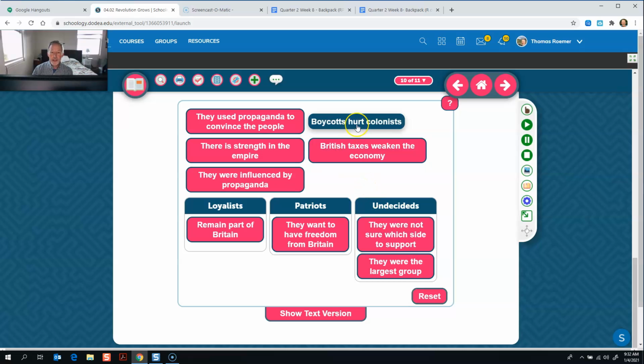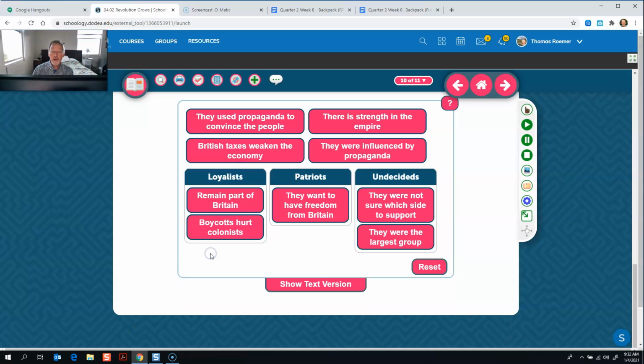Okay, they believed that the boycotts hurt the colonists. So the patriots were the ones that boycotted. Okay, so boycott just means they're not going to buy something, like buy tea or paper or printed materials, things like that. Okay, so it's not the patriots. Undecideds might have thought that, but loyalists kind of used this to say, hey, look, you're hurting the colonies right here.